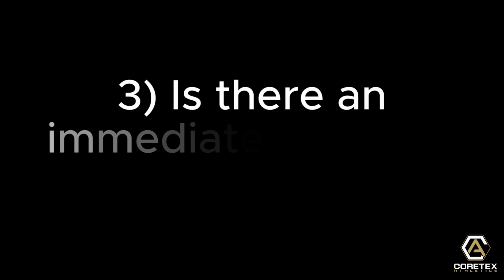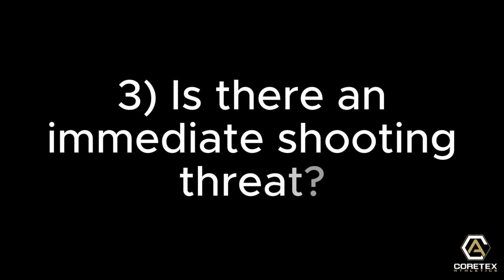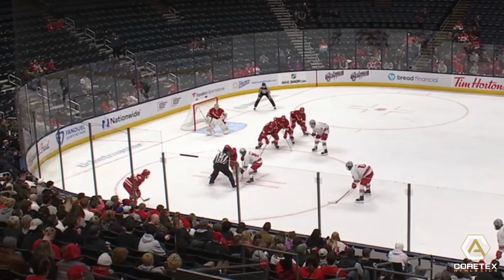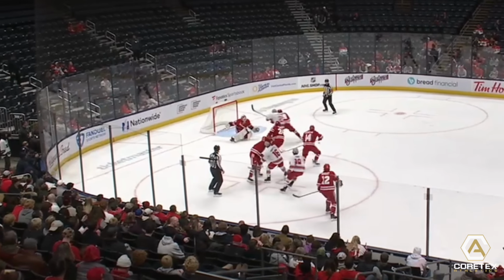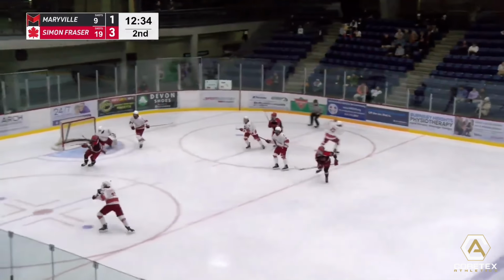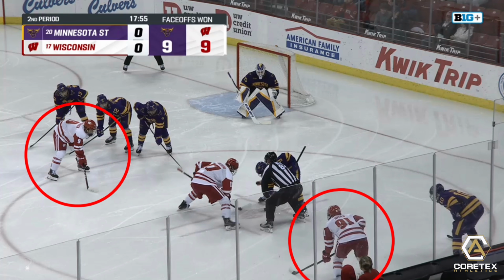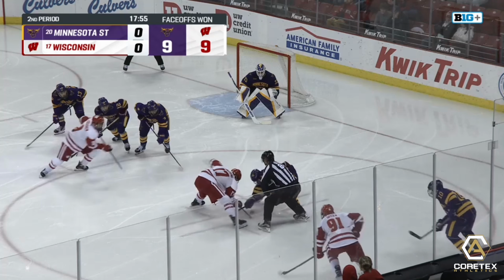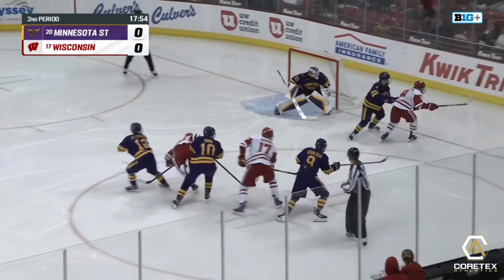And item 3. Is anyone in an immediate shooting threat? Someone in a one-timer position may be looking to get a quick shot off, especially if there's almost no time left on the clock. They may also have a set play that requires a pass or someone driving the net, again, oftentimes indicated by the way they line up for the draw.